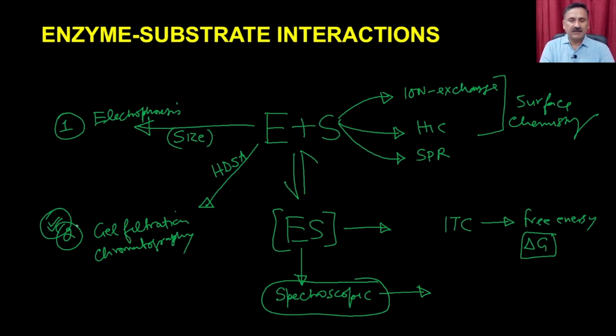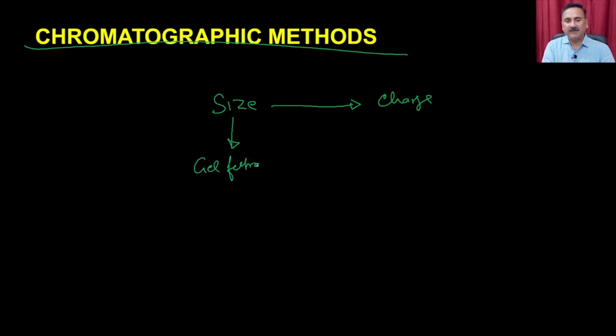So the first technique is this, second is this, third is ion exchange chromatography, fourth is ITC, fifth is spectroscopy, and sixth is SPR. So let's start with chromatography. In chromatography, we can have two techniques because we want to measure the size, and we can also measure the charge chemistry or the surface chemistry, right? So size we can measure with the help of gel filtration chromatography, and charge we can do with ion exchange chromatography.